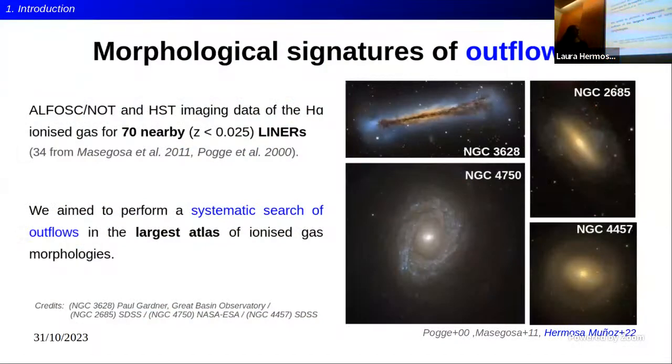One of the things that we did was to do a systematic search for the first time of outflows in LINERs, and for that we gathered a sample of 70 nearby LINERs, which is the largest atlas up to date of looking for ionized gas morphologies in these objects. And so we did a systematic search using optical imaging with proprietary data from the NOT telescope and also HST data from the archive, all very nearby objects. And what we did was essentially to see how the ionized gas was distributed on these galaxies.